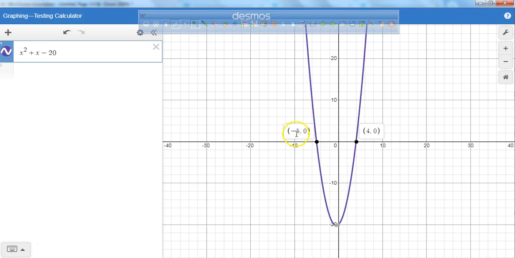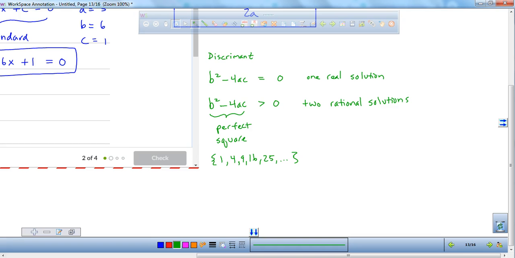-5, those are two rational solutions. So this b squared minus 4ac would end up being a perfect square, and you'd have two solutions that are considered to be rational numbers, -5 and 4, because both those can be put into the form of a fraction.